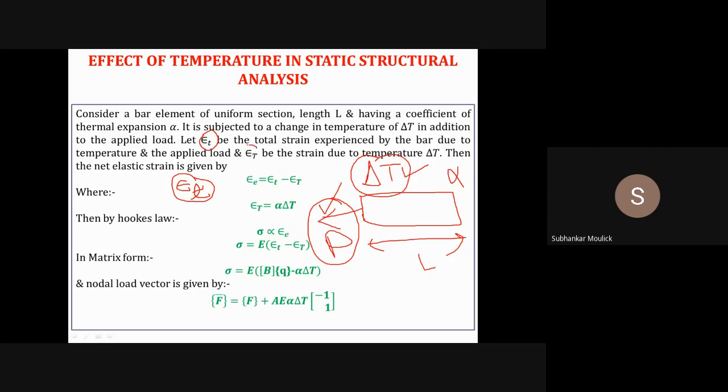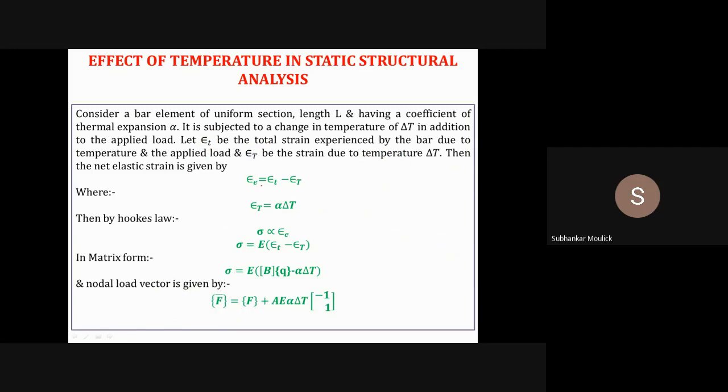And let epsilon capital T be the strain developed in the bar due to temperature delta T. That means when this bar is heated or cooled by some temperature delta T, the thermal strain present in the bar is epsilon capital T. So epsilon capital T is the thermal strain due to change in temperature delta T, and epsilon small t is the strain generated due to the static structural load as well as the change in temperature delta T. Then the net elastic strain, epsilon E, is given by epsilon small t minus the thermal strain epsilon capital T. Is this expression clear to all of you?